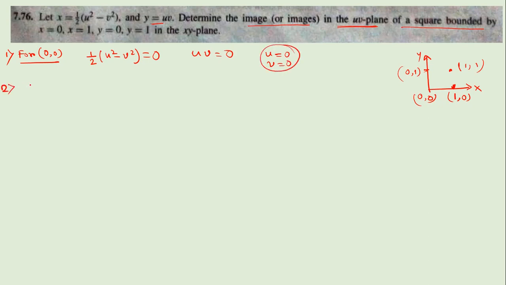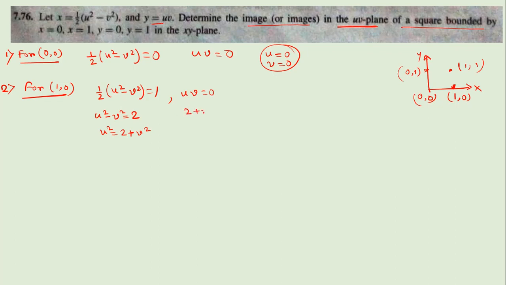Next, for (1, 0), that is x equals 1, that is half of u squared minus v squared equals 1, that is u squared minus v squared equals 2, and uv equals 0. Here you get u squared equals 2 plus v squared.